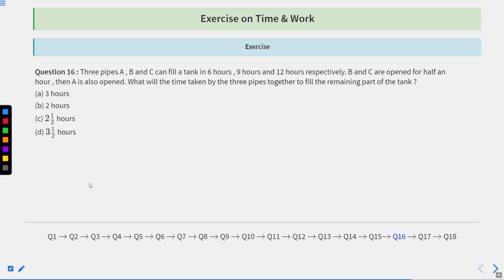Now, question number 16. 3 pipes A, B and C can fill a tank in 6 hours, 9 hours and 12 hours respectively. B and C are opened for half an hour, then A is also opened. What will be the time taken by the 3 pipes together to fill the remaining part of the tank?